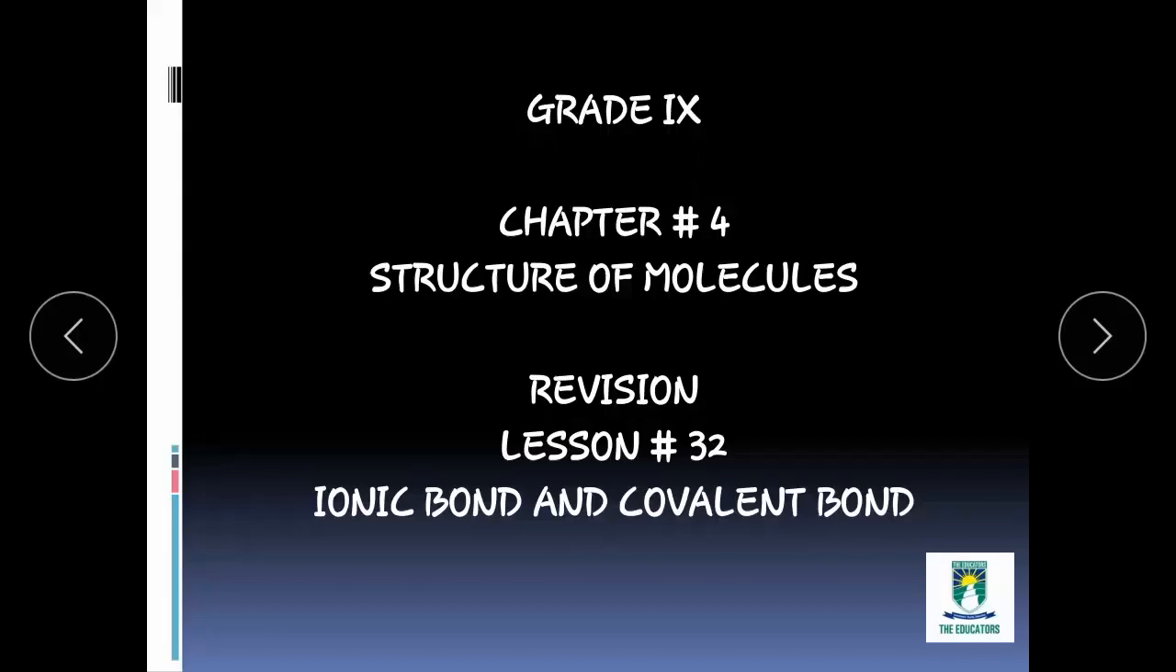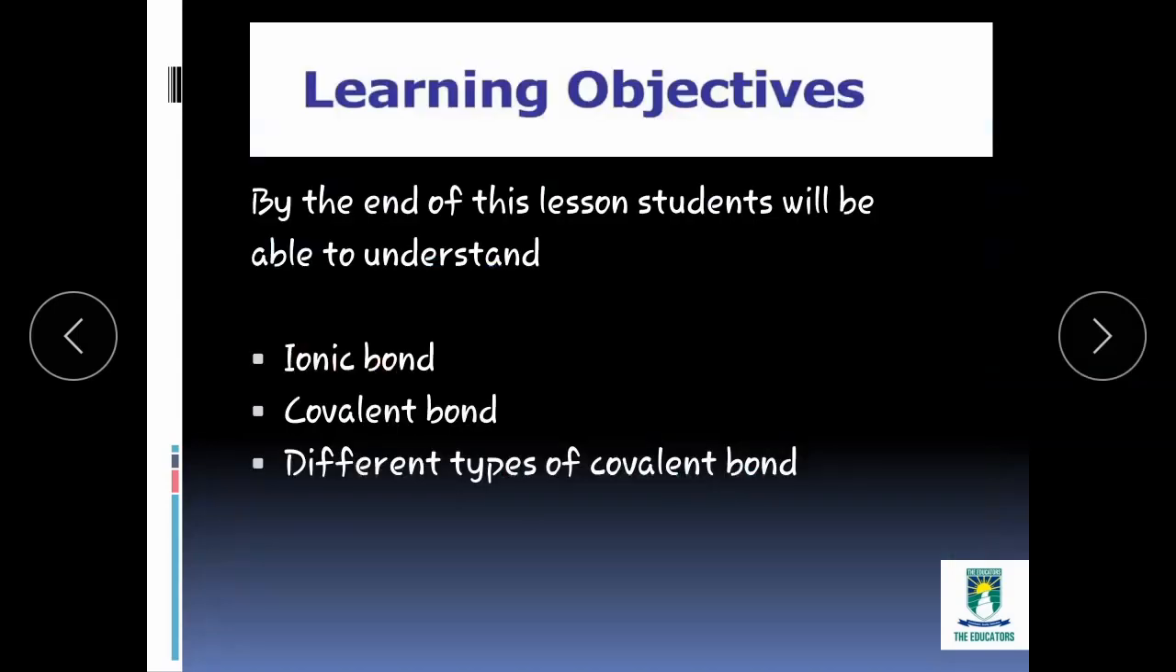I'm your chemistry teacher Sundar Sanif, and today I will teach you chapter 4, structure of molecules, and it's our revision lesson, so we have to revise the topics ionic bond and covalent bond. So first of all, today's learning objectives. By the end of this lesson, students will be able to understand ionic bond, covalent bond, and different types of covalent bond.